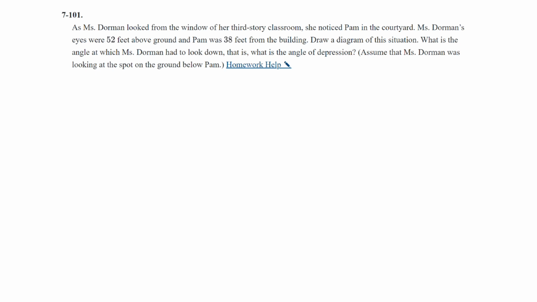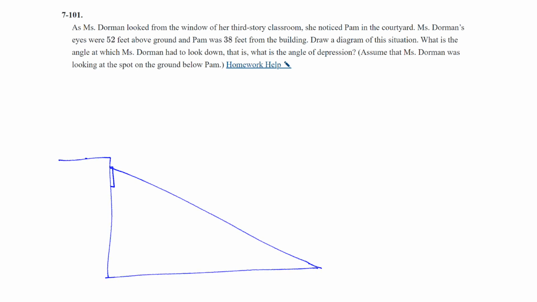So, let's see here. Here's our building, three stories up, looking out the window, down to the ground, where Pam is standing. All right, so what information do we have? We know that Miss Norman's eyes were 52 feet above the ground, and Pam was 38 feet from the building. Now, obviously, my picture is not drawn to scale, but we drew a diagram of this situation. What is the angle at which Miss Norman had to look down? What is the angle of depression?